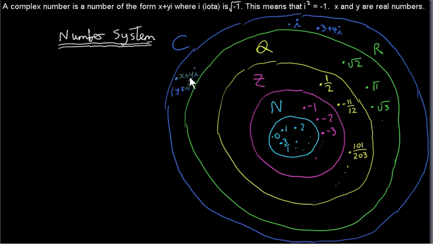So, well, if y was 0, then we would have just a real number x. So we wouldn't show it out here. We would show it inside the set R. It would be in here somewhere, depending on whether it's irrational, rational, a negative integer, or a positive integer. We'd show it somewhere inside the set R. But I'm assuming here that y is not equal to 0. So any number of the form x plus yi is a complex number that's not real.